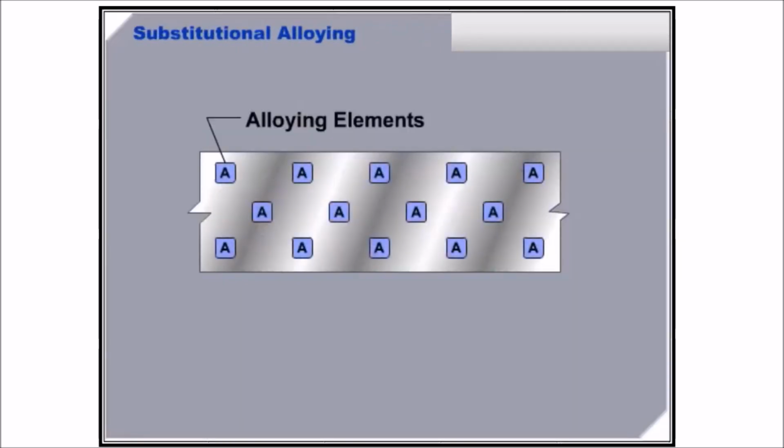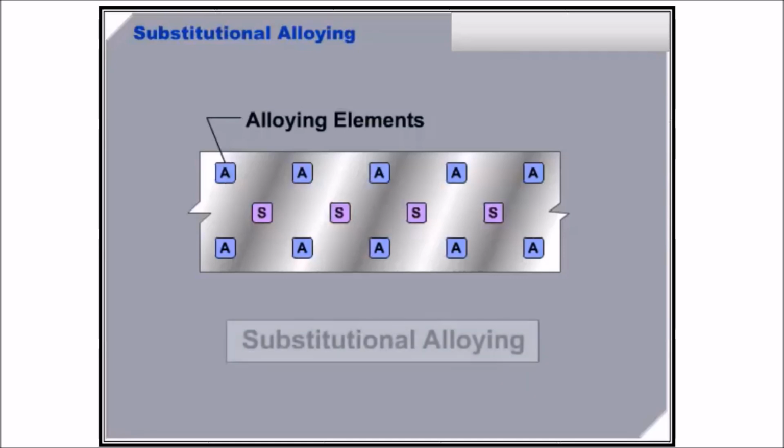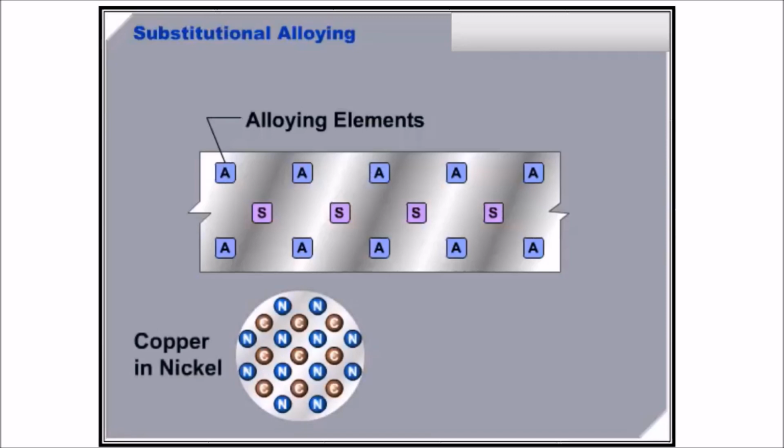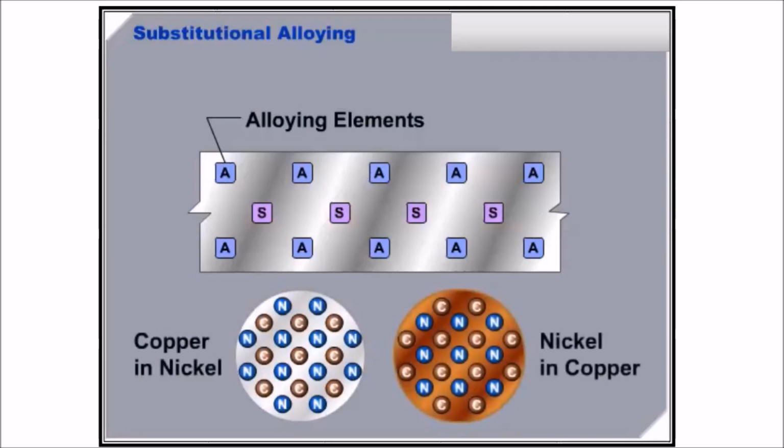Alloying elements with atoms close to the size of those of the base metal tend to occupy substitutional sites. That is, they replace one of the base metal atoms in the lattice structure. This is called substitutional alloying, and is shown on your screen at this time. Examples of this are both copper in nickel and nickel in copper.